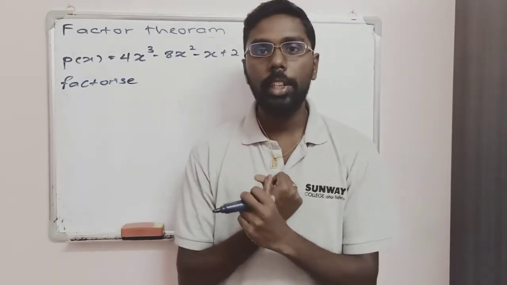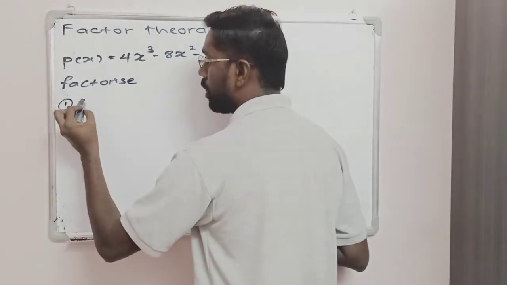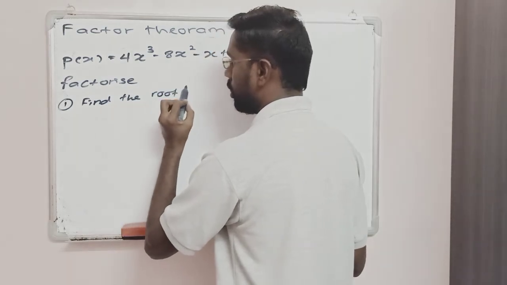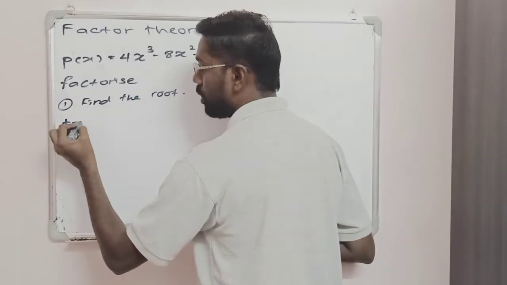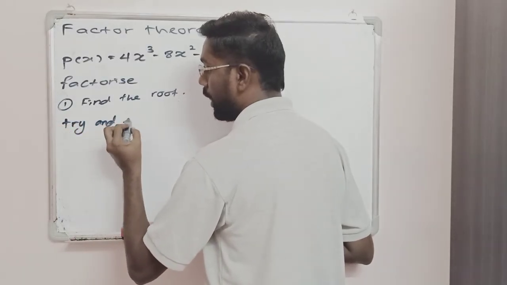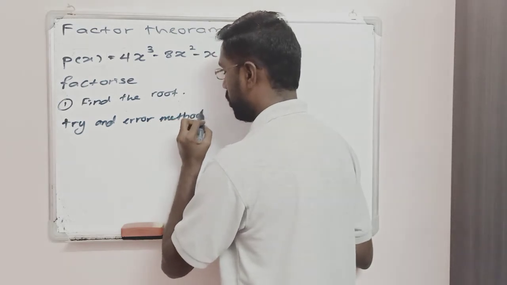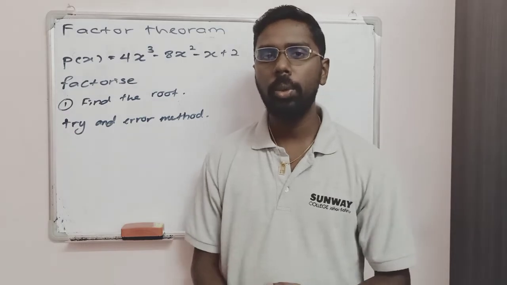So first, what I need to do is find the root. So my first step, find the root. How can I find it? We're going to use the trial and error method. What I'm going to do is substitute x values and then find.